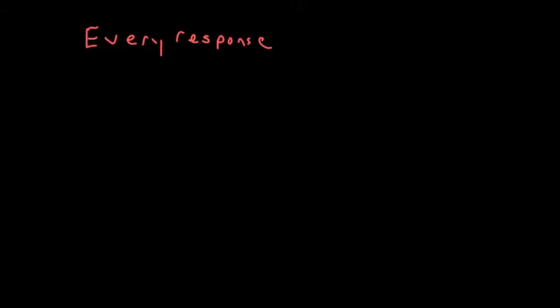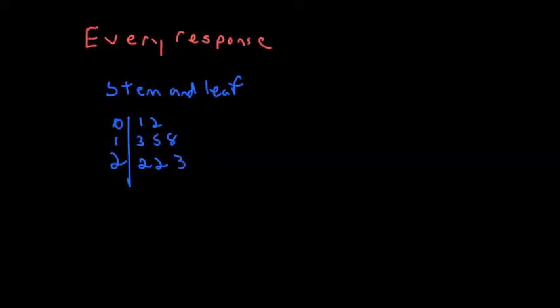Alright, so some graphs that show every response, if that's what we want, would be something like a stem and leaf. So that looks like this, 0, 1, 2, and then 1, 2, 3, 5, 8, 2, 2, 3. So that would be a stem and leaf. It shows you every one of the responses, and it'll also show you where the greatest numbers are. It'll show you if there's a mode. So like on here we have a mode of 22.